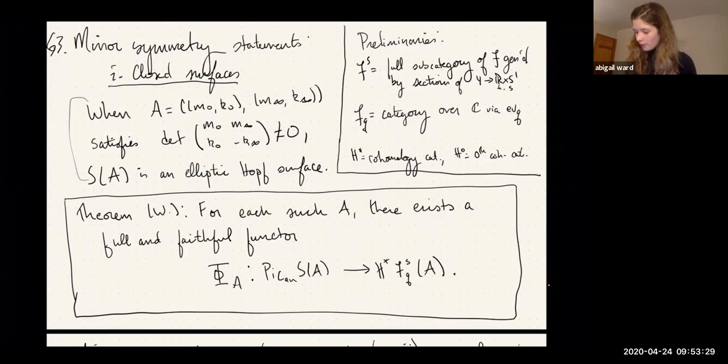And the first theorem is that for such A, there's a full and faithful functor from this category, which I've written as the analytic Picard group, whose objects are line bundles and whose morphisms are given by sheaf cohomologies, to this category, which is the cohomology category of the Fukaya category of sections, which I have written in that top right-hand corner.